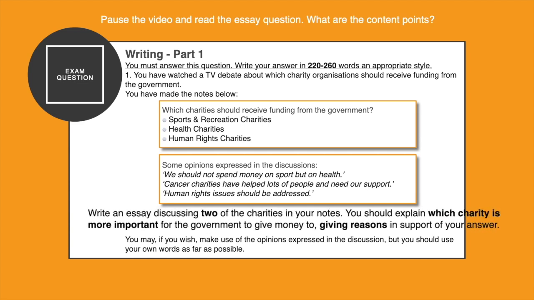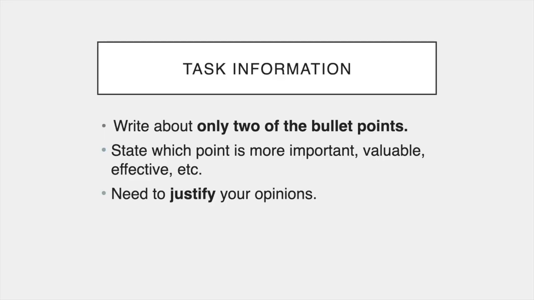Write an essay discussing 2 of the charities in your notes. You should explain which charity is more important for the government to give money to, giving reasons in support of your answer. Just to reiterate, this is an extremely important point. Write only about 2 of the bullet points, not 3. And you have to state clearly which points are more important or valuable or effective, etc. Finally, you need to justify your opinions. Essentially state why you believe what you believe.